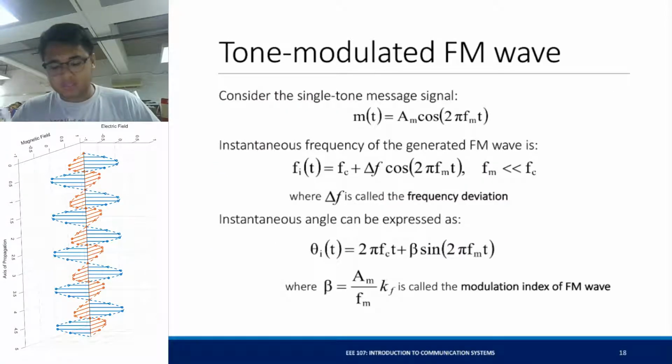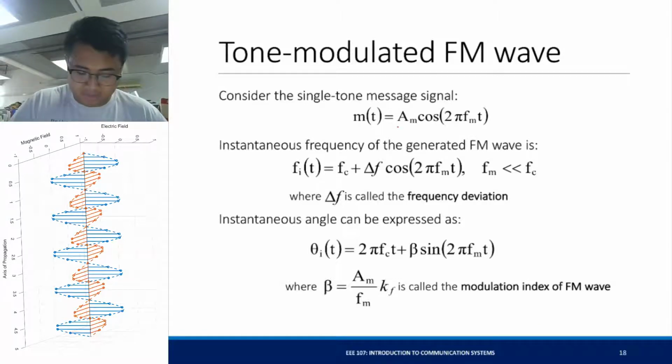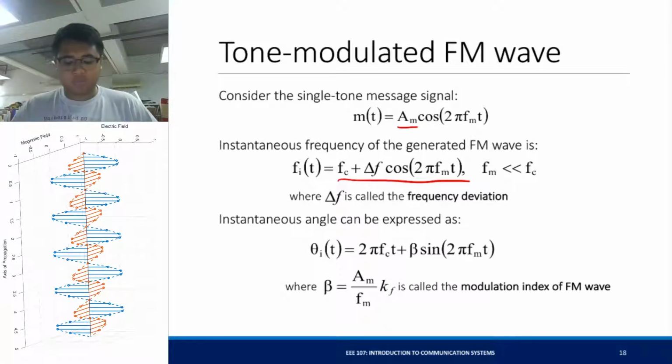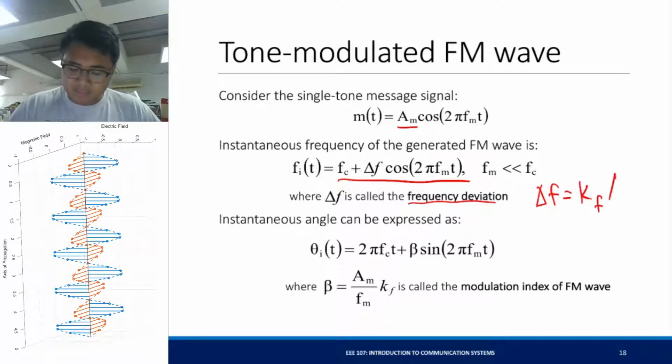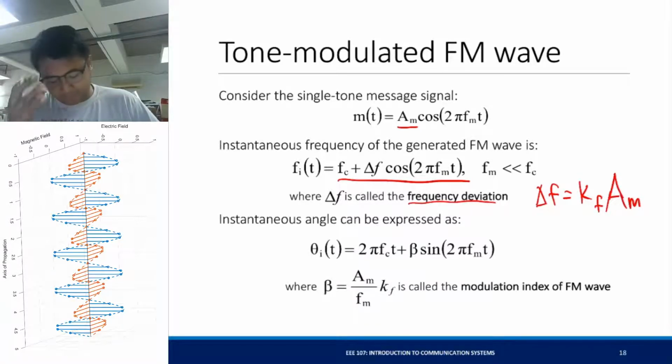Okay. So consider a tone modulated FM wave. The instantaneous frequency, using this, we have a message amplitude A_m. The instantaneous frequency is equal to this, where, just a note, your message frequency f_m is, as always, much less than the carrier frequency. So delta f here is the maximum frequency deviation, and that is equal to the frequency sensitivity multiplied by the amplitude of your cosine message wave.